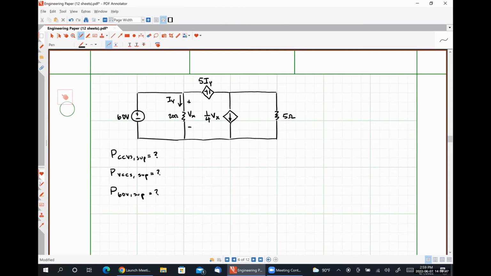All right, so since this circuit is a little complex, one thing that I'm going to do is I'm going to identify my nodes.